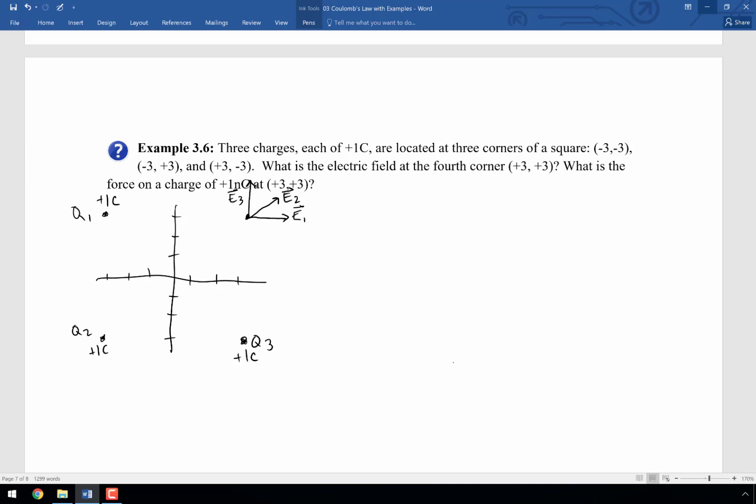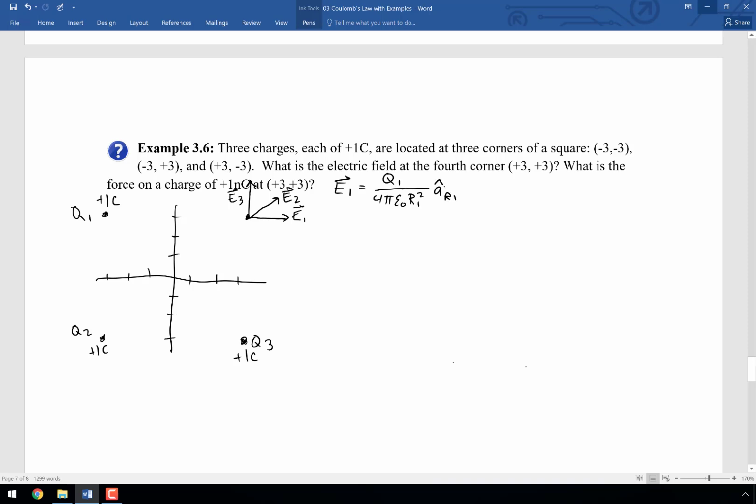Let me try that again. 3 units from the origin. There we go. This one is 1, 2, 3 units from the origin, 1, 2, 3 units from the origin, and then 1, 2, 3. And so the question is, what is the electric field at that 4th corner of the square?